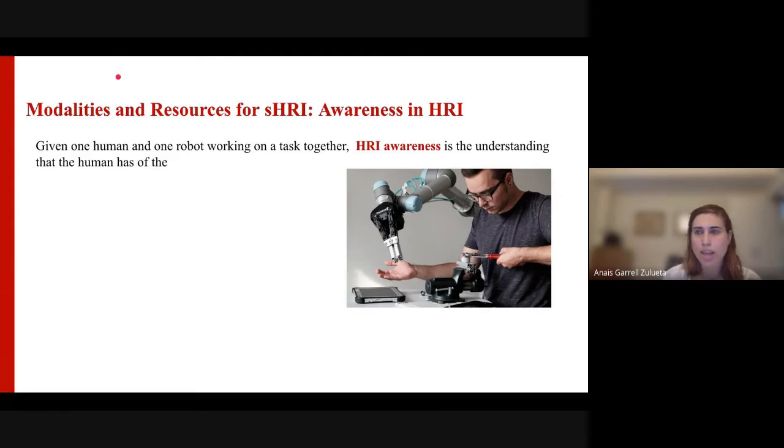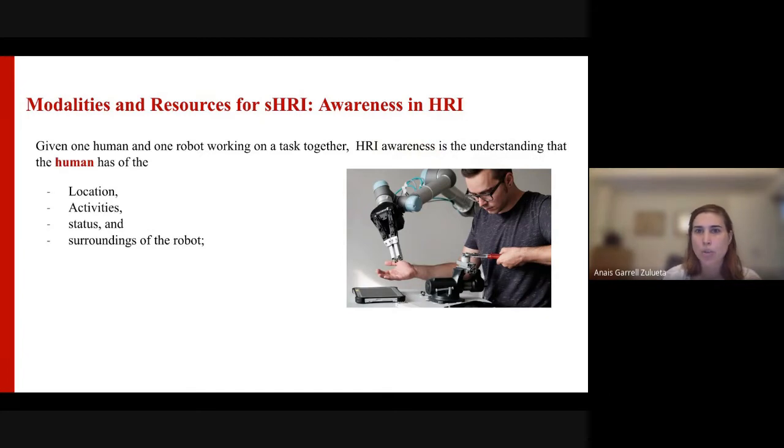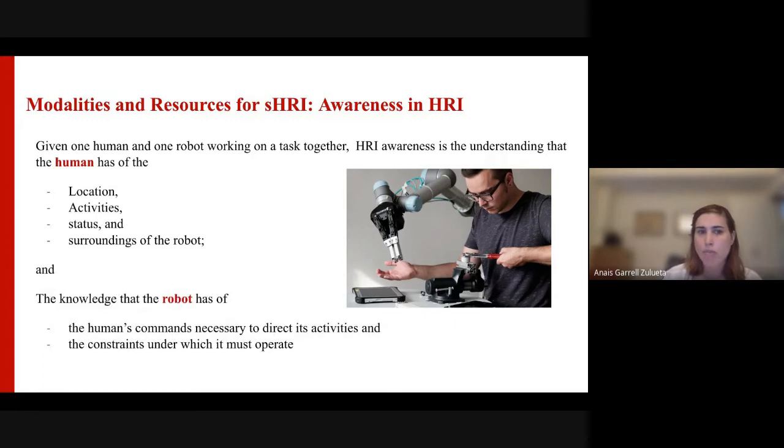So, what is the definition of human-robot interaction awareness? From the human perspective, it is the knowledge that we have of the location, activity, status, and surroundings of the robot. And from the robot perspective, it is the knowledge that it has of the human's commands necessary to direct its activities and the constraints under which it must operate.